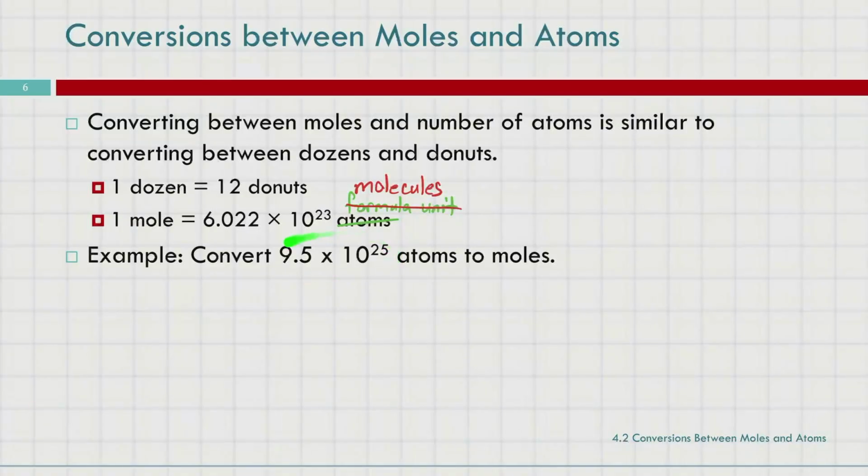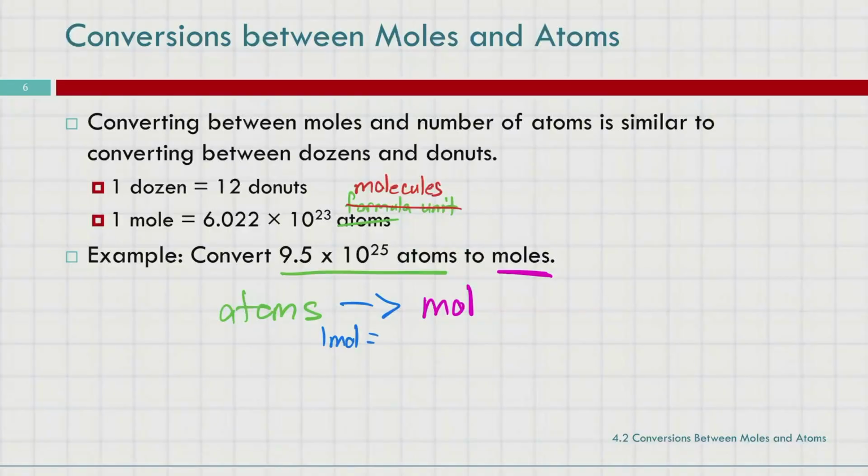So let's say that we want to convert 9.5 times 10 to the 25 atoms to moles. So we're doing atoms, just any old type of atom, to moles. We're going to use Avogadro's number to do that. 1 mol equals 6.022 times 10 to the 23, in this case atoms.